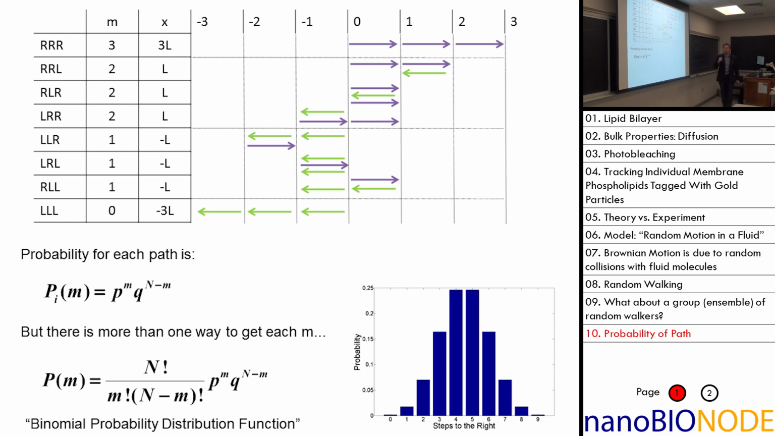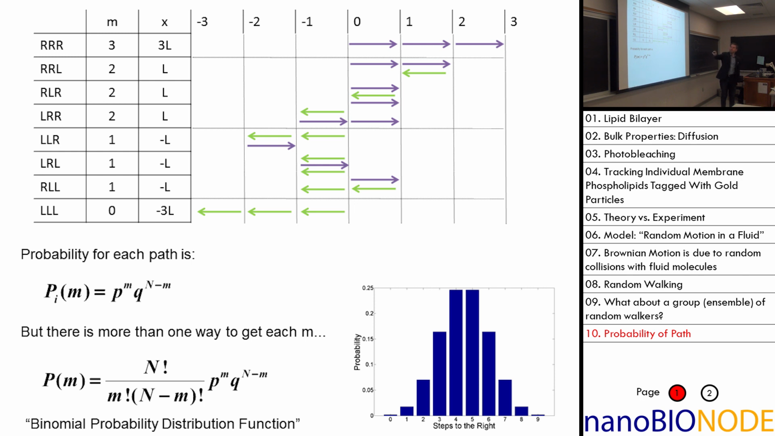Now, because each of those steps is random, and I said the probability of going to the right is 50%, what I called P, and the probability of going to the left is 50%, what I called Q, and I assume that those steps are independent of one another, then I can automatically write down the probability to get any one of these paths. So for example, here I took 3 steps to the right, and the probability of each step to the right is P. Therefore, the probability of this path is P times P times P, P cubed.